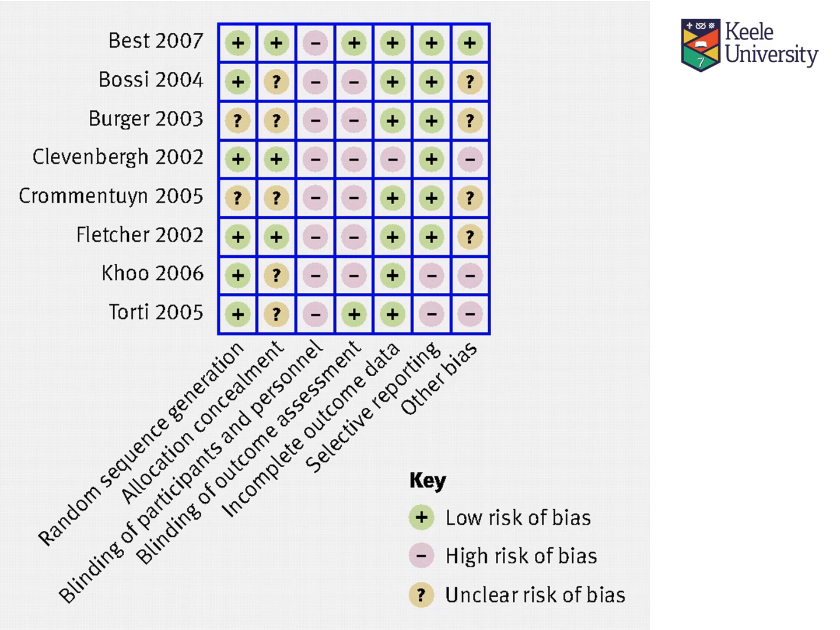Another piece of information you can get from visually looking at the grid is an idea of, for example, if you look at the domain blinding of participants and personnel, it's been scored negative for all the studies here, which tells you that none of these studies were good at avoiding bias from blinding of participants and personnel, which introduced high risk of bias.